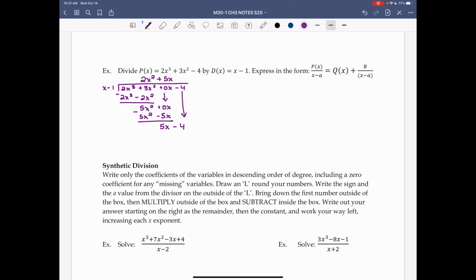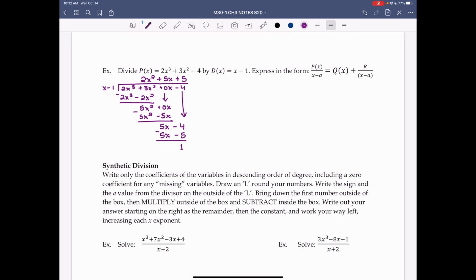And repeat our process. If we look at the first term in this binomial, 5x minus 4, so 5x, divide that by the first term in our divisor, which is x, we get 5. That becomes the next term in our quotient, so plus 5. If we multiply that term by our divisor, 5 times x minus 1, we get 5x minus 5. Then we subtract. 5x minus 5x is 0. Negative 4 minus negative 5, which is negative 4 plus 5, which is 1.